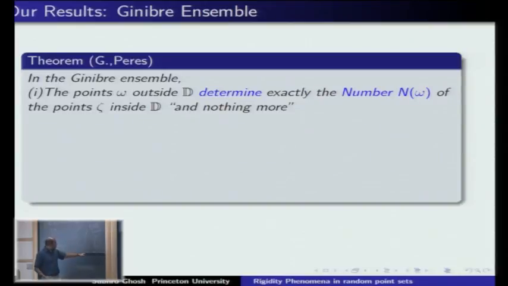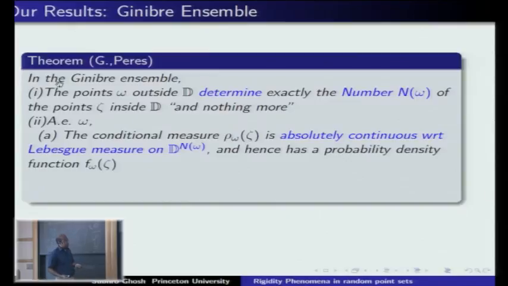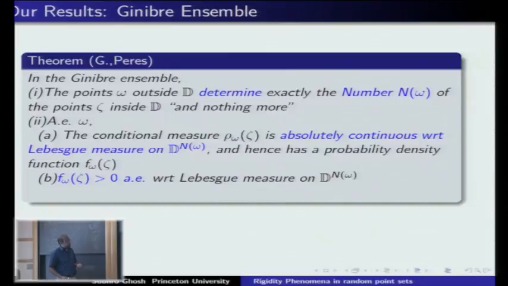And in D^N, there is a natural measure to compare another measure with. The natural measure is the product Lebesgue measure, and we show that the conditional measure is absolutely continuous with respect to Lebesgue measure. So there is no further singularity, and hence there is a probability density function, of course. And this density is positive almost everywhere.